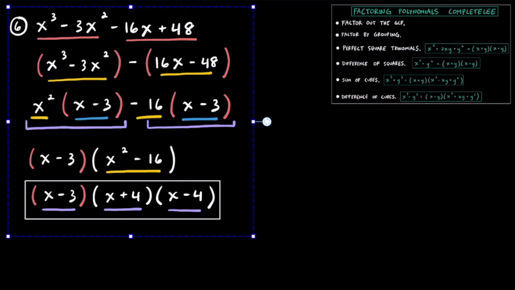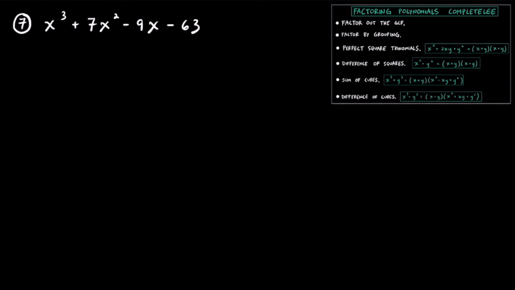Let's try another one where we have to factor by grouping. For example 7, let's factor x cubed plus 7x squared minus 9x minus 63. So just like earlier, let's see if we can maybe group these into two different groupings, the first two and then the second two. If you want to try and pause it and do it on your own, great. Otherwise, just let it play and let's do it together.